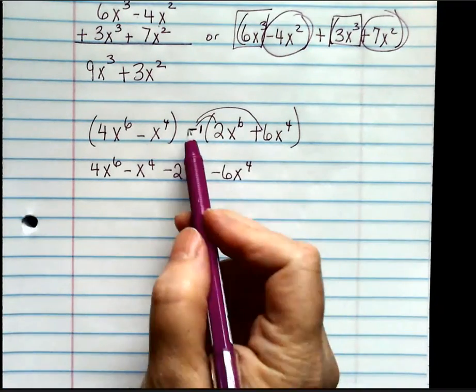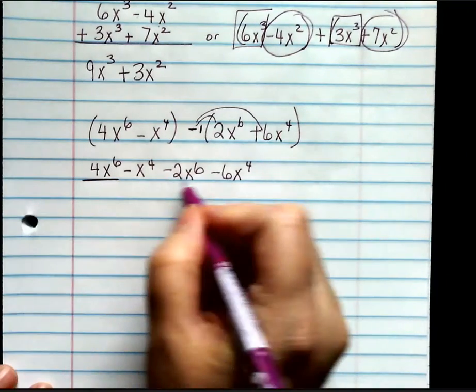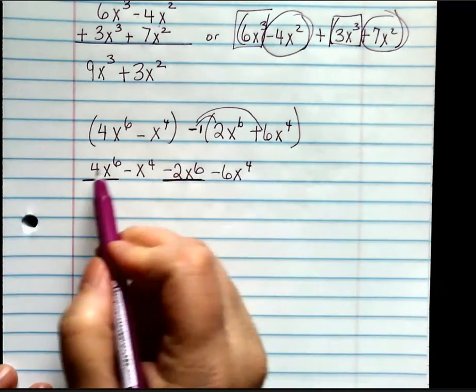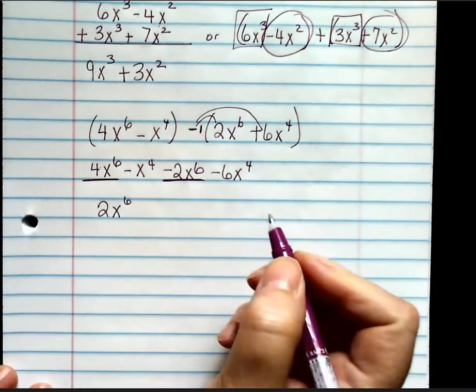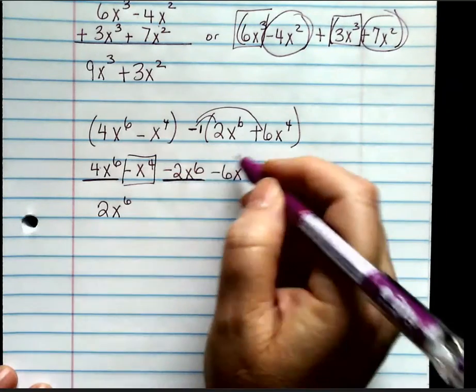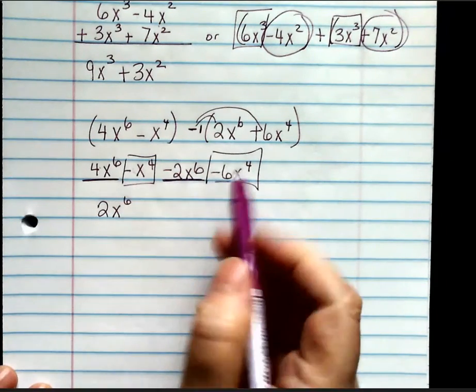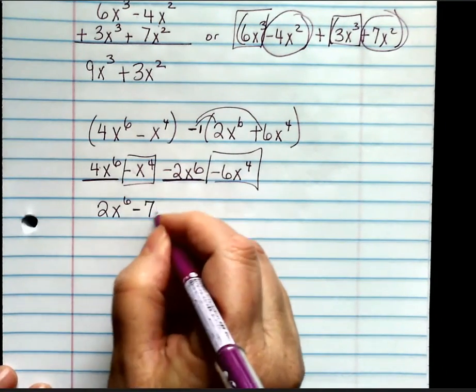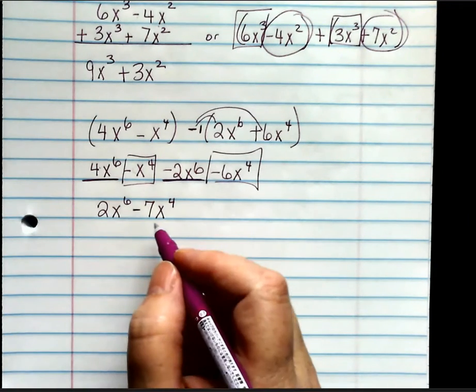Now, once I've distributed that, I can combine like terms. This and this goes together. 4 minus 2 is 2x to the 6th. And then we have this. This is a negative 1, and a negative 6 means a negative 7x to the 4th. And you should write it like that and not plus negative 7.